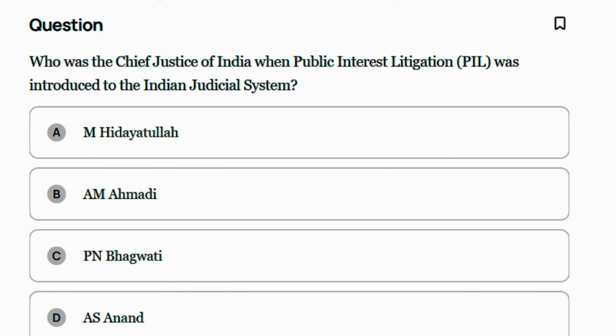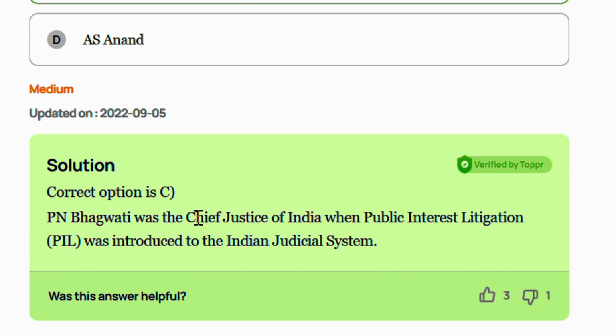Who was the Chief Justice of India when public interest litigation was introduced in the Indian judicial system? P.N. Bhagawati. P.N. Bhagawati was the Chief Justice of India when public interest litigation (PIL) was introduced to the Indian judicial system.